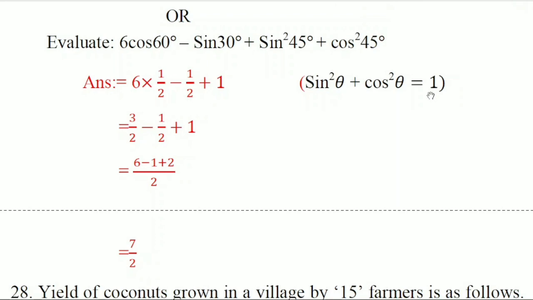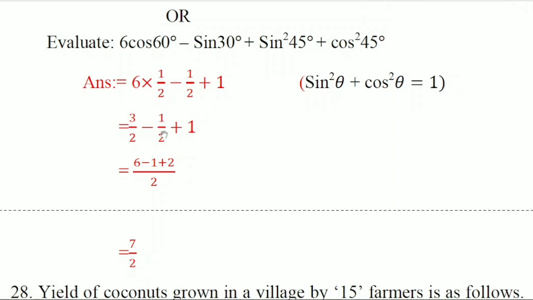So substitute here. 6 into, what is cos 60? Cos 60 is nothing but 1 by 2. So 6 into 1 by 2 minus sin 30 degrees, 1 by 2, plus sin square 45 degree plus cos square 45 degree. You can write it as 1 because sin square theta plus cos square theta is equal to 1. So therefore 2 1s are 2, 2 3s are 6. Therefore 3 by 2 minus of plus 1.